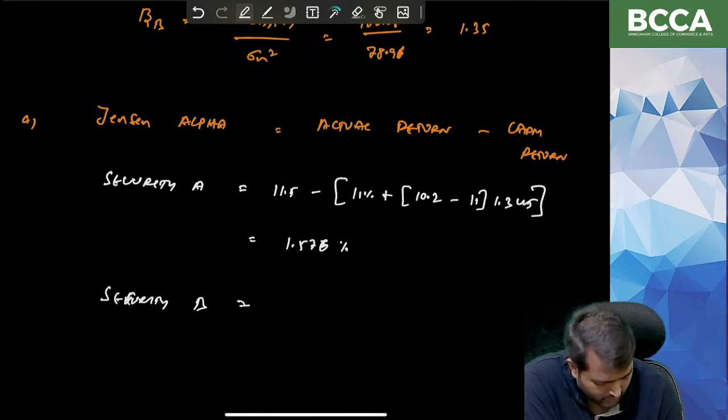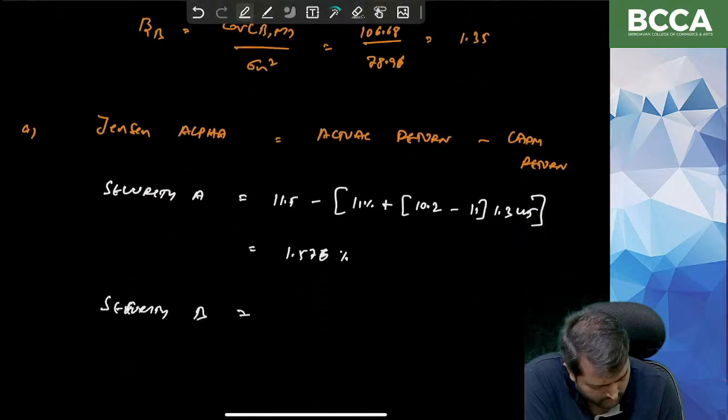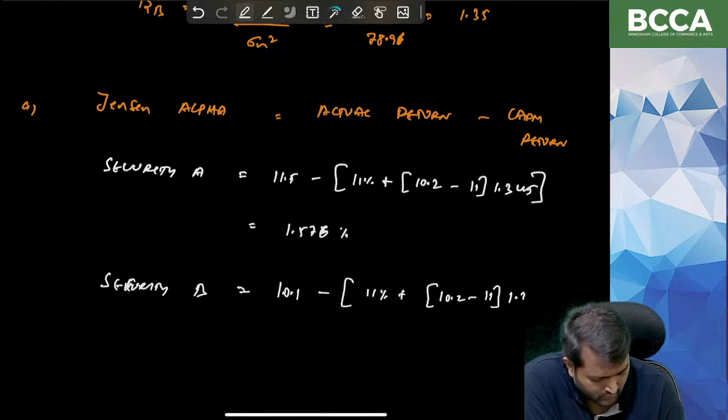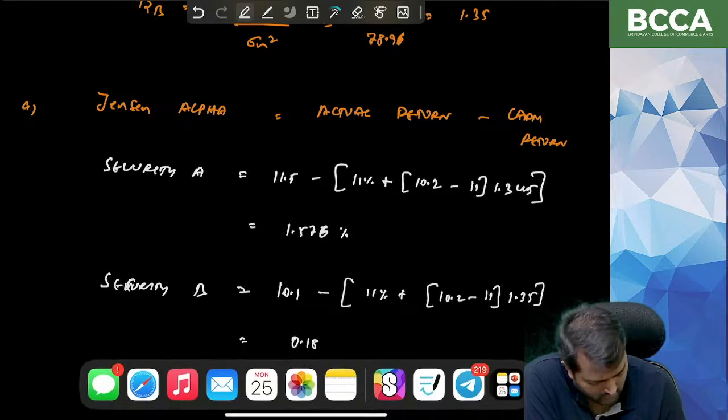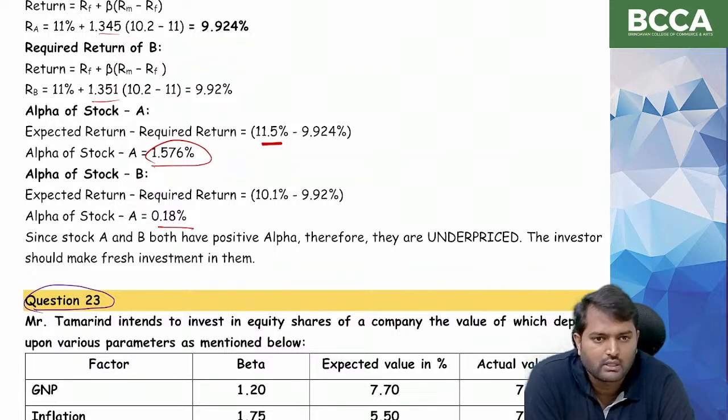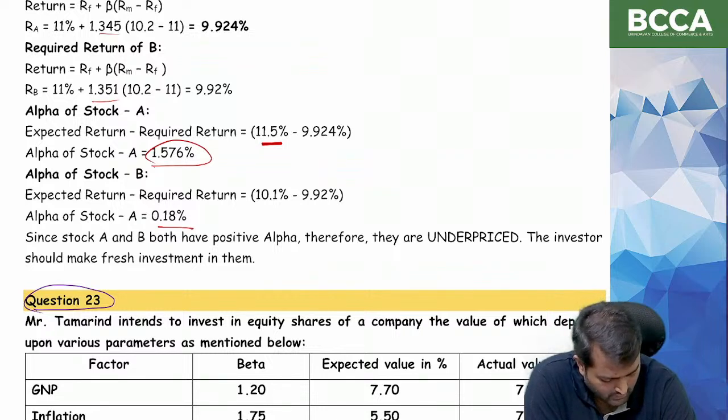Next is security B. What about security B? Security B bar 10.1 minus 11% plus 10.2 minus 11 into 1.35. What is the answer? Positive or negative? Positive. So again, in security B also we have to make a fresh investment. Since the Jensen's alpha is positive, we have to buy the securities. Done.